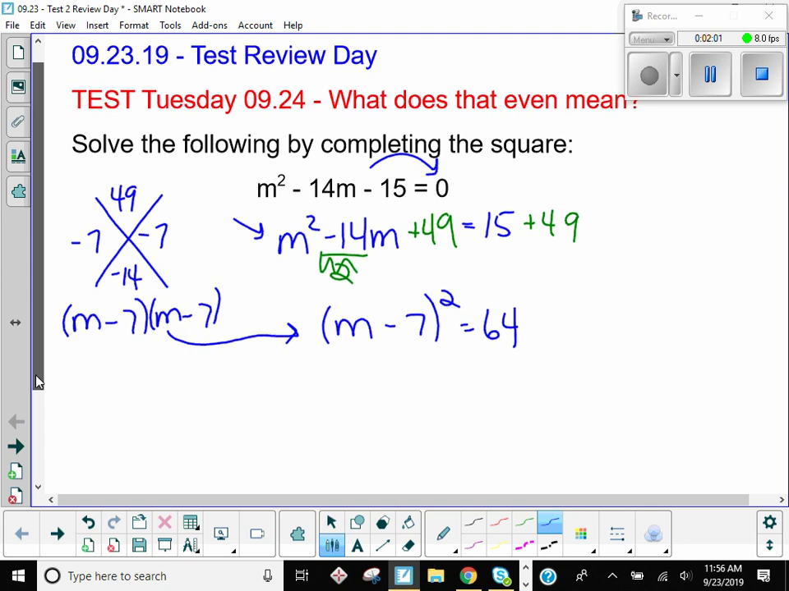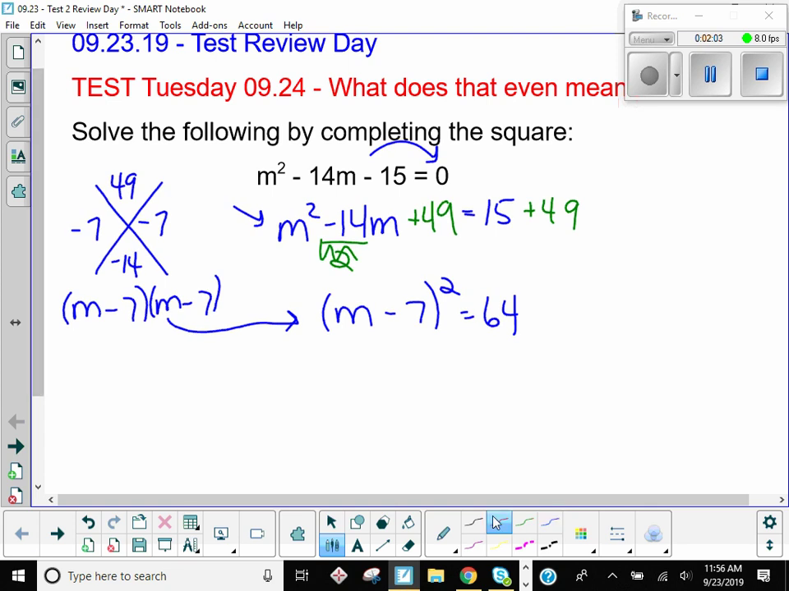In this particular instance, this process is longer than just factoring, but there are other problems that aren't so easy to factor where you might like this process better. So it's good, it's just a tool in the toolbox for solving quadratics.